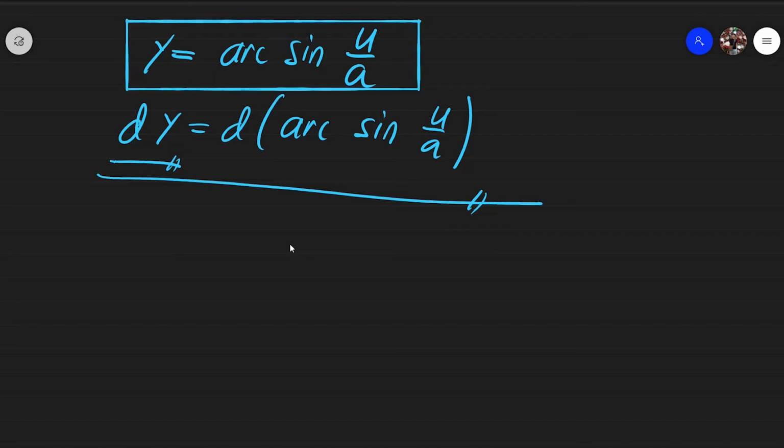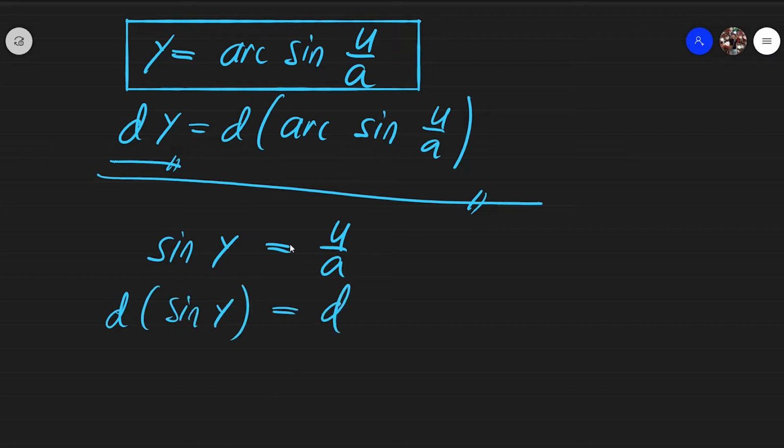What we're going to do first is, from the original given function, we can write this as sine y is equal to u over a, applying the principle of the inverse trigonometric function. Now, same principle, we can differentiate both sides of the equation. We can write d of sine y is equal to d of u over a.